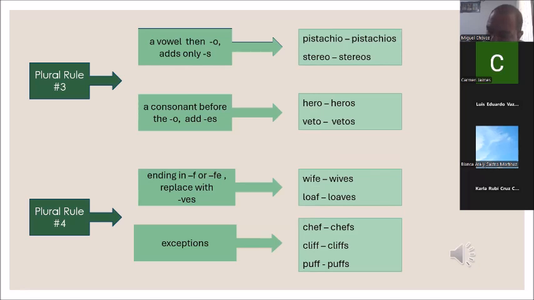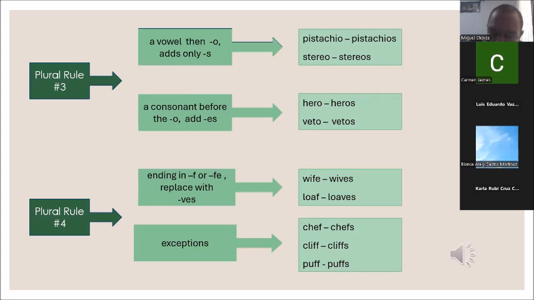The next rule is when a noun ends with a vowel, then an O, you only add an S. For example, pistachio, pistachios, stereo, stereos. However, if there's a consonant before the O, in general you add es. For example, hero, heroes, veto, vetoes.